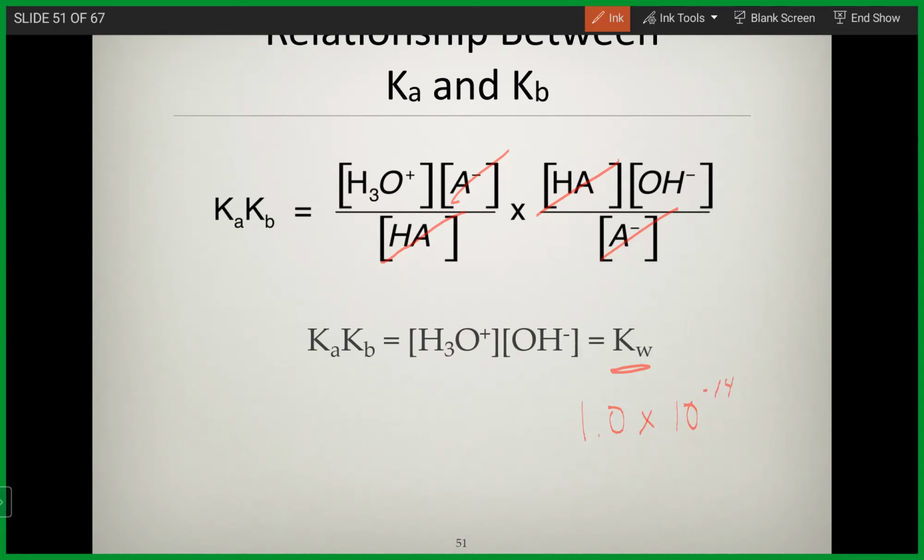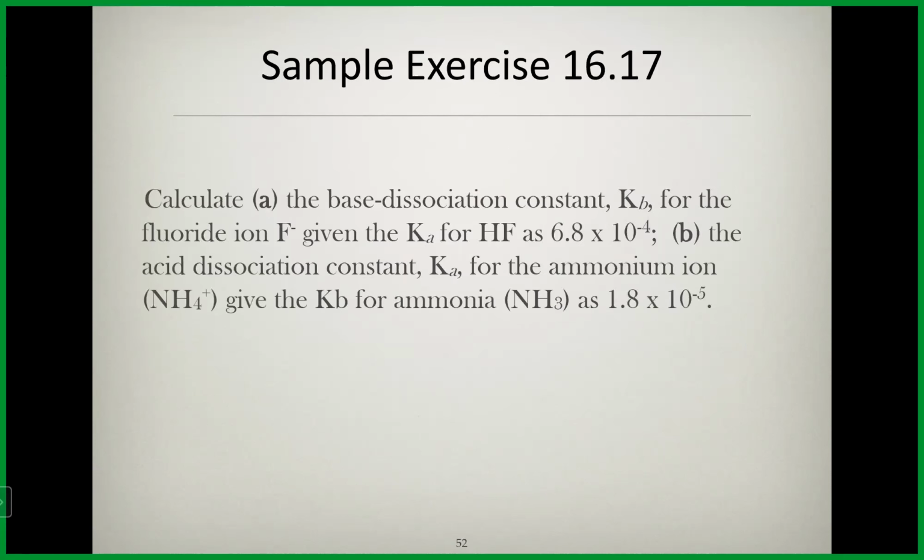So if we know Ka or Kb, since we also know Kw, we'll be able to solve for whatever one we're missing there. And then we'll be able to use that to help us solve different types of questions. So if we're looking at the one we have here, calculate the base dissociation constant Kb for the fluoride ion, given that the equilibrium constant Ka for hydrofluoric acid is 6.8 times 10 to the negative 4th.